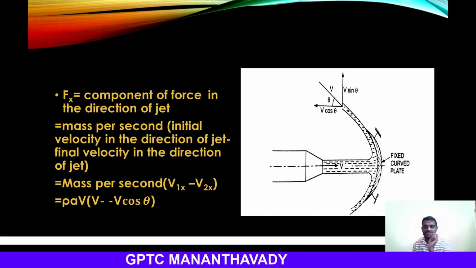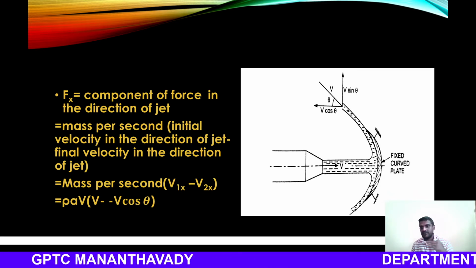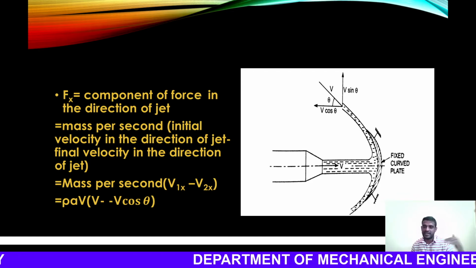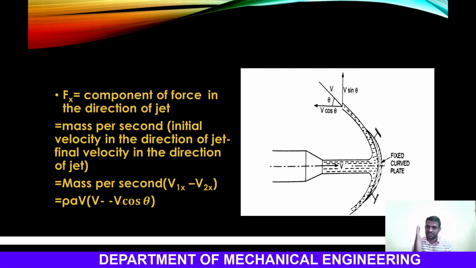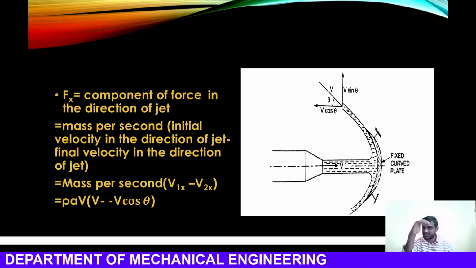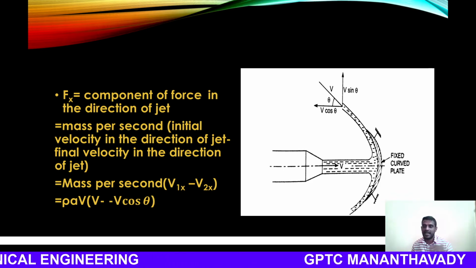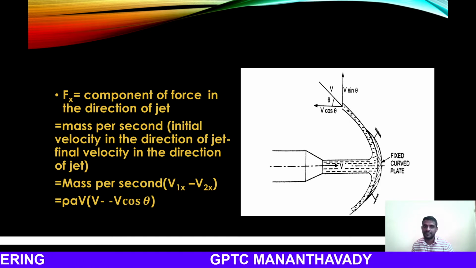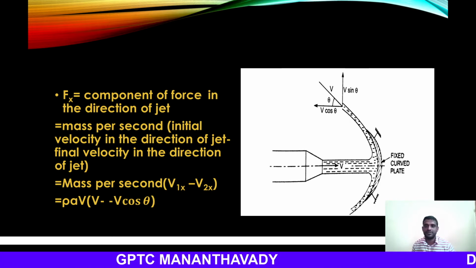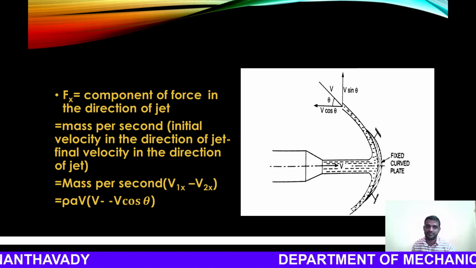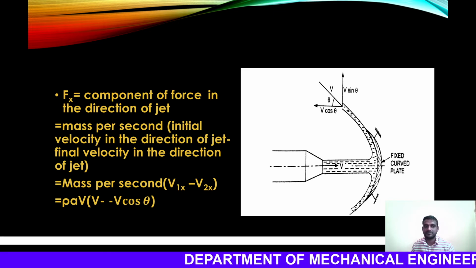Only the diagram is changing and the velocity components are changing. Only the striking direction is changing: in the first case the vertical plane, in the second case the inclined plane, and the third one is the curved plane. This is the only difference. Only the angle of inclination is changing, and the remaining things are the same. You only need to apply your logic, then you can simply derive these expressions. All the terms are the same.